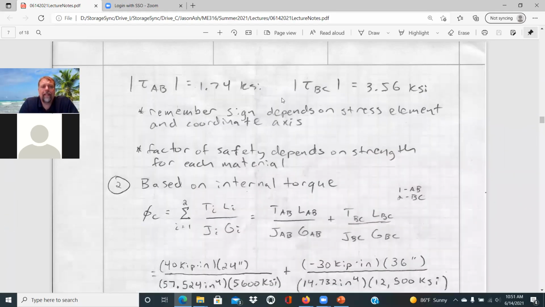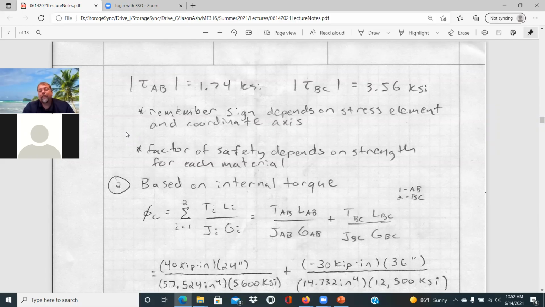And so, like I said, you tend to look at just the absolute values of those. But remember, the sign depends on the stress element and the coordinate axis. So if you're looking for stress at a point, you still have to draw that stress element with respect to your coordinate axis to determine your appropriate sign for that. And then also your factor of safety depends on the strength for each material. And again, chapter 5 is going to be looking at the shear yield strength, not the uniaxial yield strength.